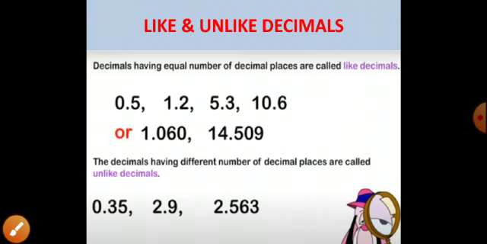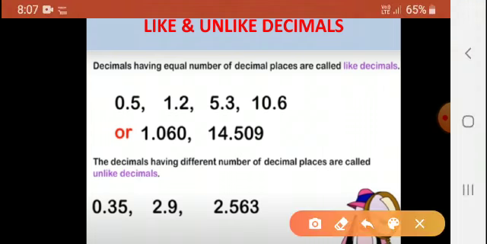Now about like and unlike decimals. All the decimal numbers can be grouped into two types. Decimals having an equal number of decimal places are called like decimals. The following are examples of like decimals: 0.9, 0.5, 1.2, 5.3 and 10.6 are like decimals. Why? Because they have the same number of decimal places, which is 1.